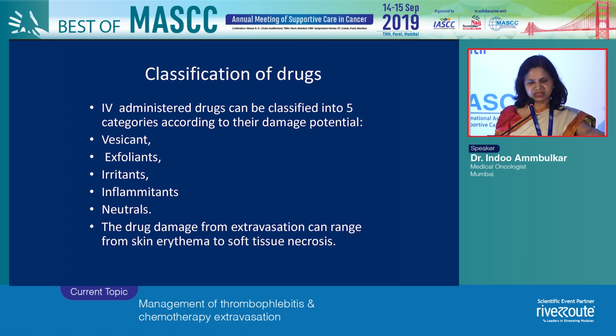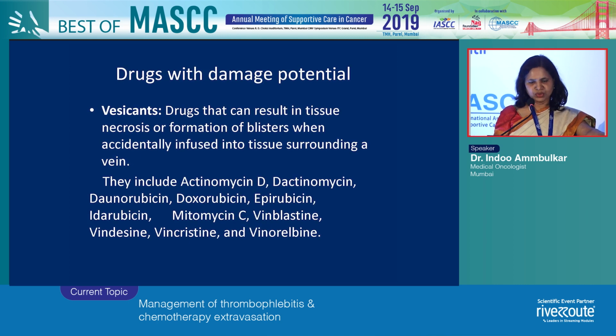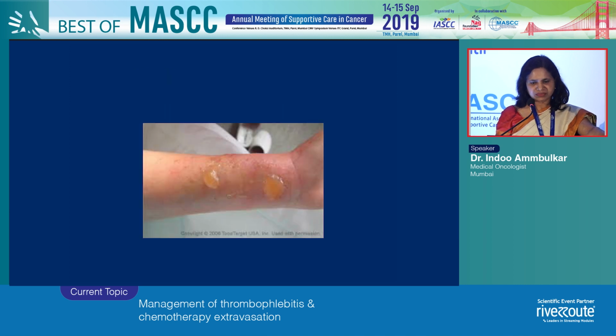So there are 5 categories. These 5 categories are vesicants, exfoliants, irritants, inflammants and neutrals. The vesicant drugs are those that can result in tissue necrosis or formation of blisters when accidentally infused into the tissue surrounding a vein. Most of these drugs are anthracyclines and vinca alkaloids. So this is the picture. You can see there is a blister formation.